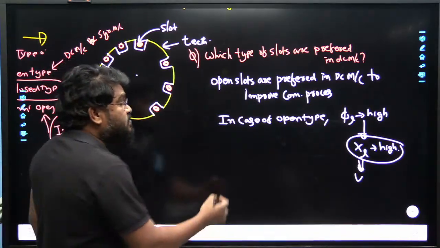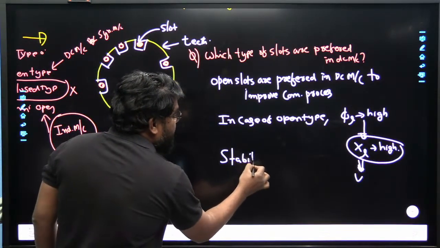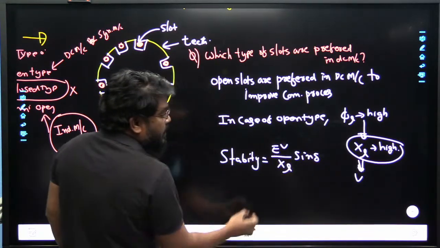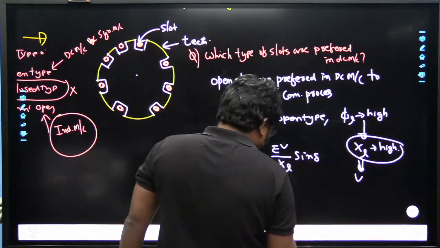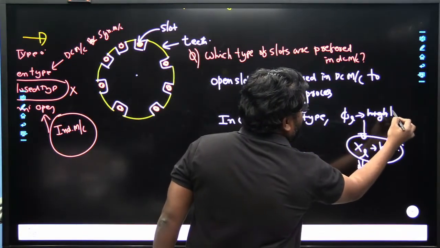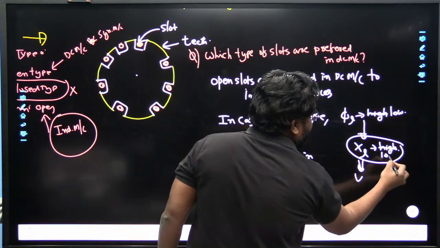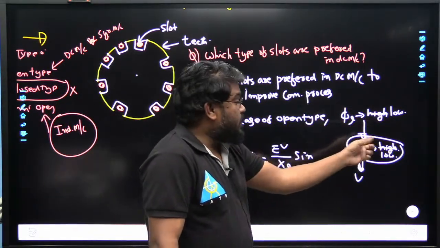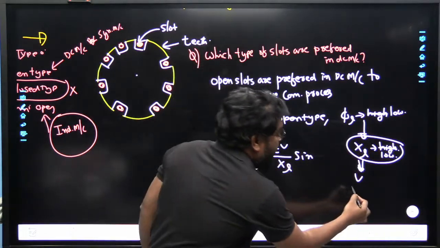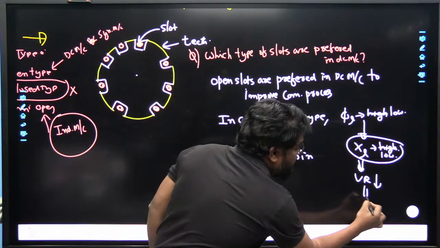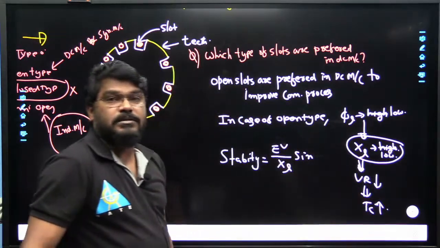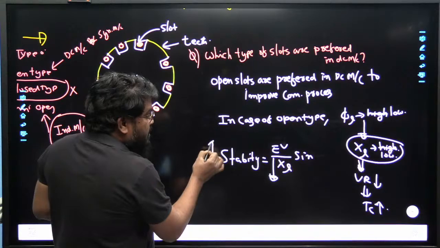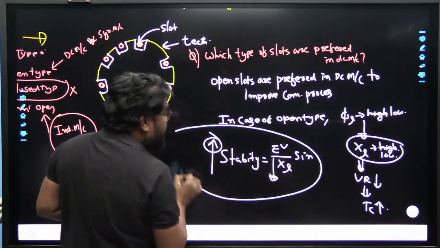Suppose in the synchronous machine, from the stability point of view, the expression is V by XL sine delta. As this is the leakage flux in the machine, the leakage flux is low in case of open type slots. So leakage reactance is low, and therefore the reactance voltage is also low, so that you can improve the commutation process. Now from the stability point of view also, if the leakage reactance is low, then the stability can be improved in case of the open type slots.